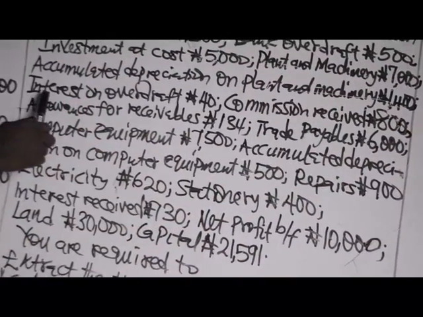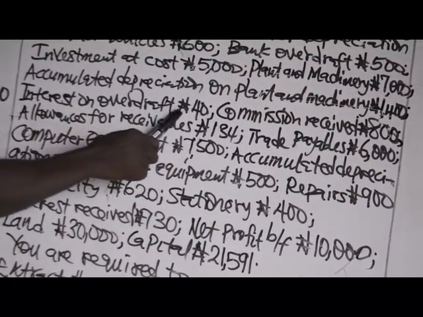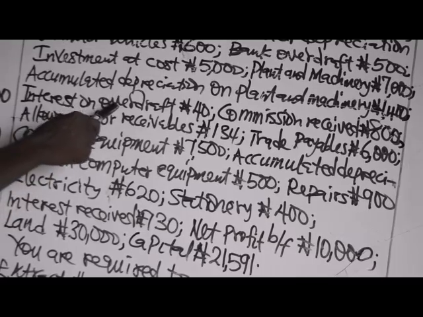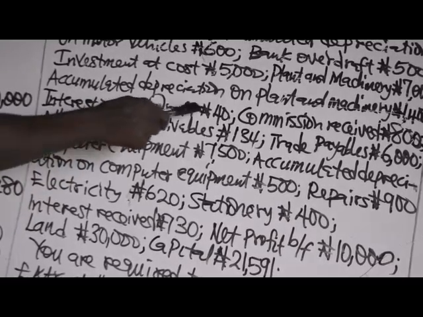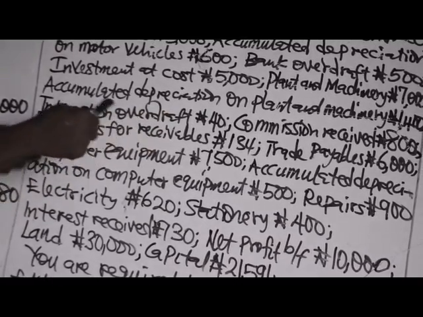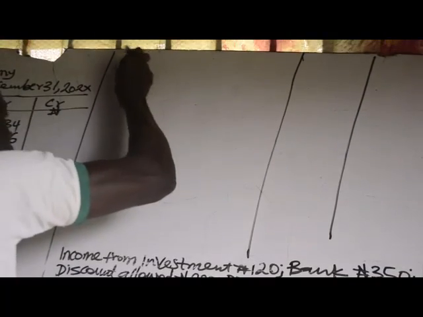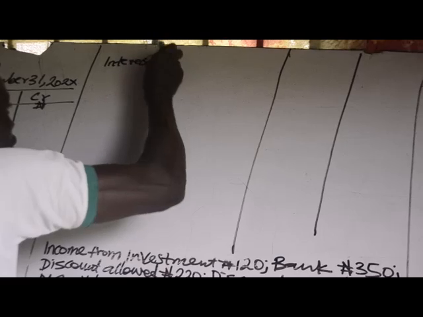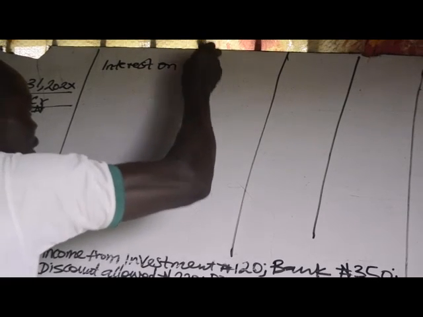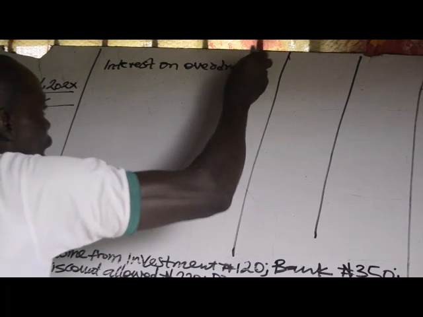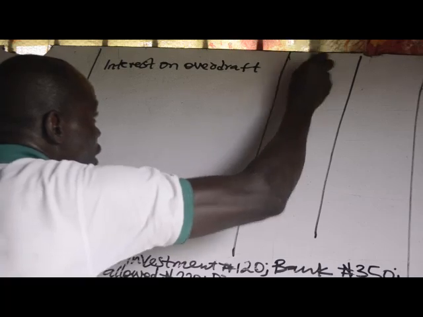the next item is interest on overdraft of 40. Interest on overdraft is an expense of the business, therefore it should be credited. Interest on overdraft, and that amounted to 40 naira.